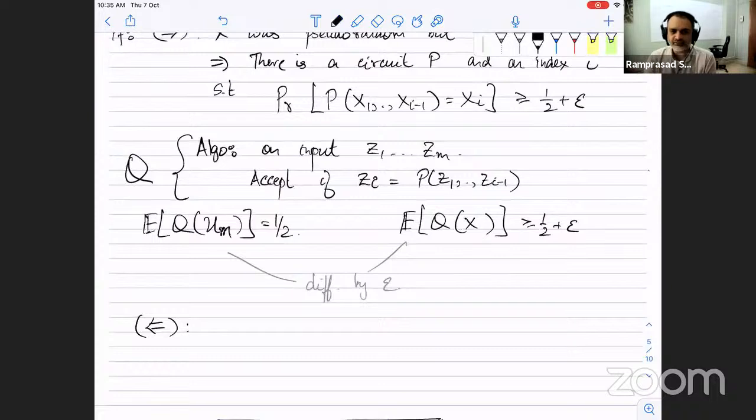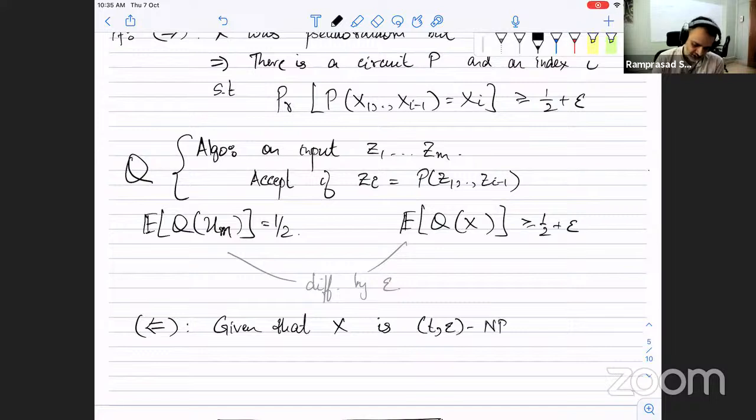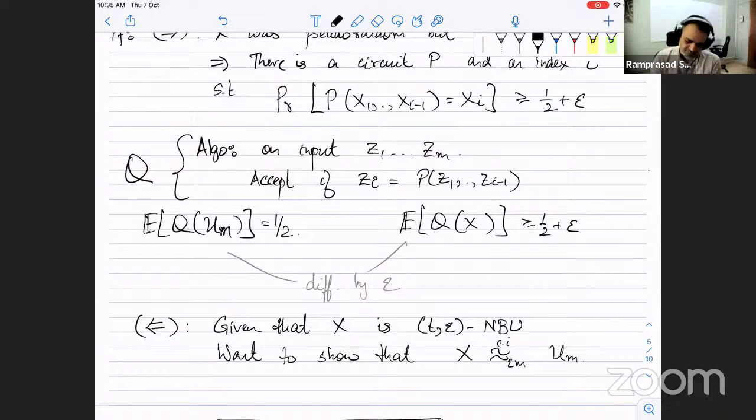That is, how do I go from a distribution that just happens to be next bit unpredictable and somehow show that it looks like a uniform distribution? So we are only given that X is T comma epsilon next bit unpredictable. We want to show that X is computationally indistinguishable, with maybe a gap of like epsilon m or something, from the uniform distribution on m bits.